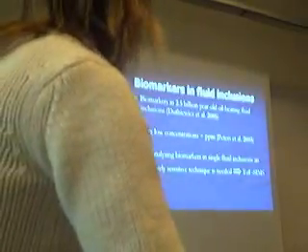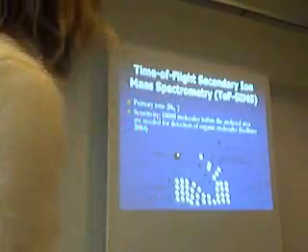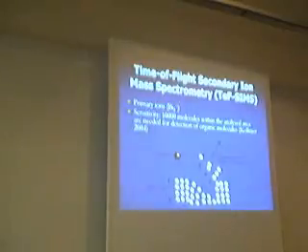And this is where TOF-SIMS comes in. TOF-SIMS stands for time of flight secondary ion mass spectrometry. What you're basically doing is bombarding a surface, and as TOF-SIMS is a surface sensitive technique, it's the surface you're going to analyze. So you're bombarding the surface with primary ions, and in the process, secondary ions or particles are generated.